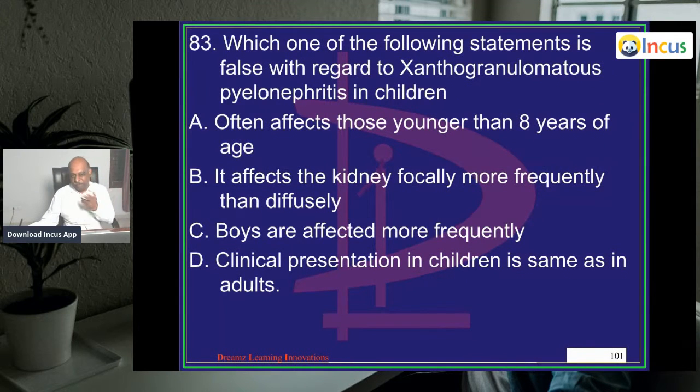Xanthogranulomatous pyelonephritis. Both adults and children get it. 1-2 points you should remember about this. In children it occurs younger than 8 years, true. It affects kidney focally. Boys more than girls. Clinical presentation is similar as in case of the adults. They're all true.